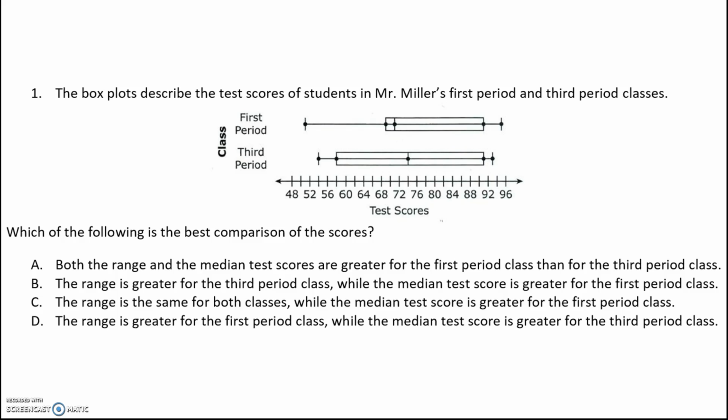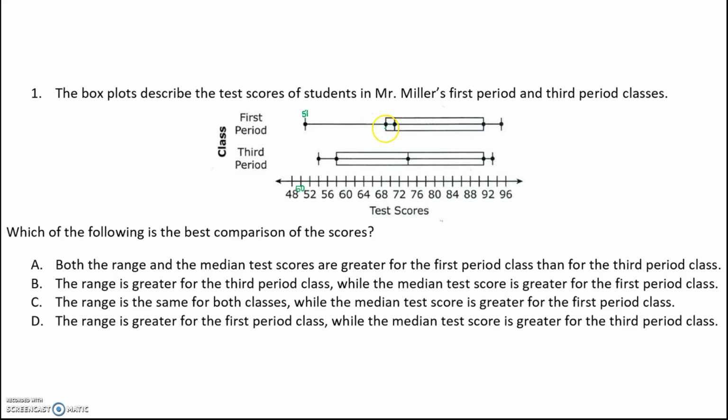Okay, so this graph, we're comparing first period and third period, and we're looking at test scores. So let's talk about first period. Let's look at our increments too. It says 48, 52. So between 48 and 52: 48, 49, 50, 51, 52. So we're going up by 2. So this is 50, 54. Okay, so that means that my minimum goes down right between these. So I'm going to say my minimum is 51.